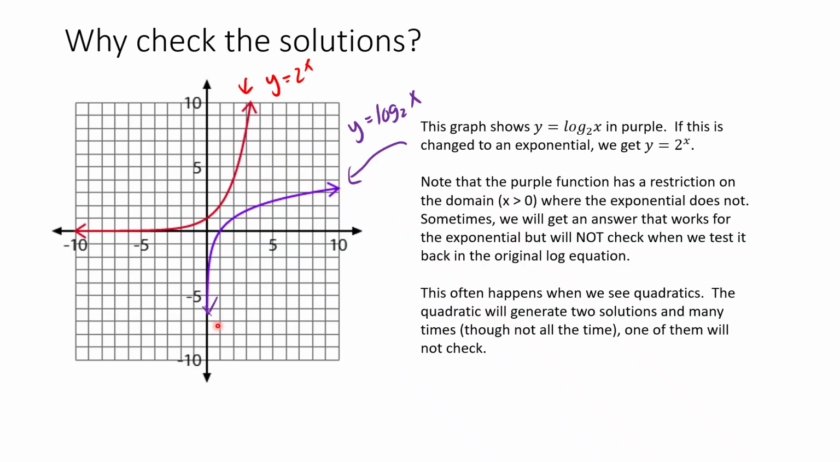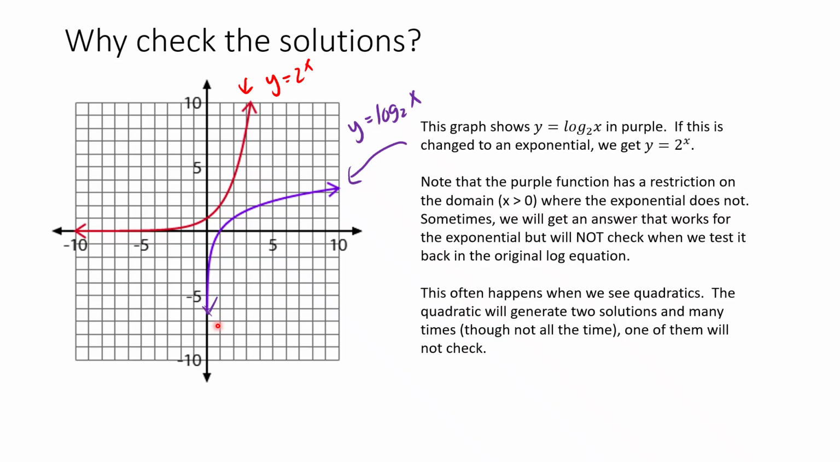This often happens when we see quadratics. The quadratic will generate two solutions, and many times, though not all the time, one of them will not check. And sometimes I'll have students ask me, oh, well, when we get two solutions, one of them checks and one of them doesn't. Well, no, not necessarily.